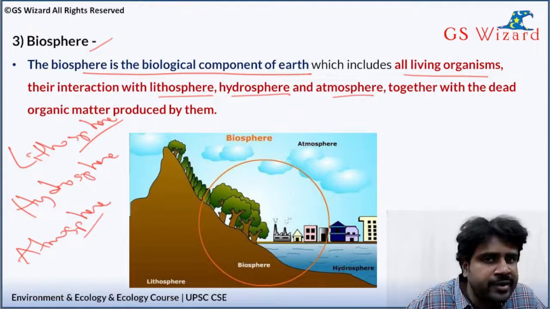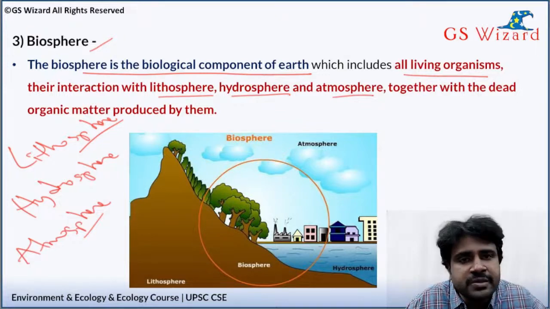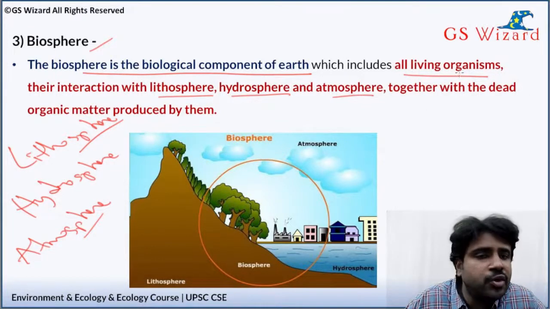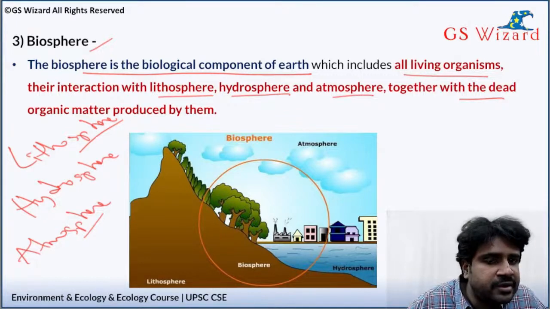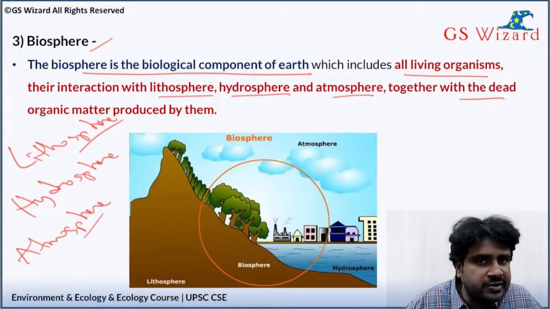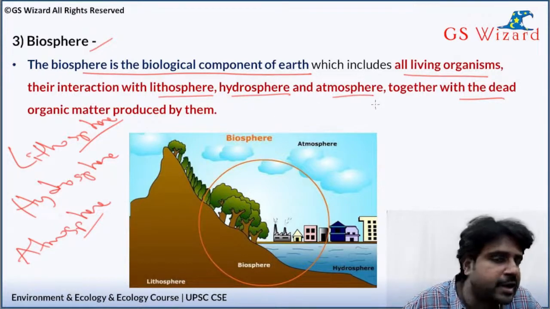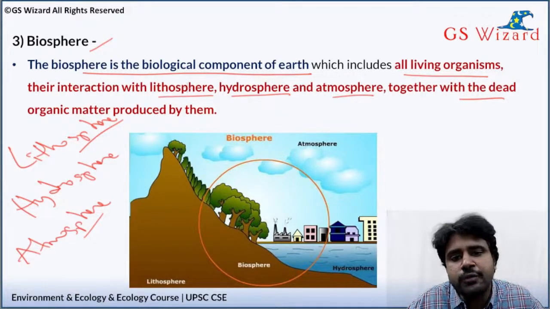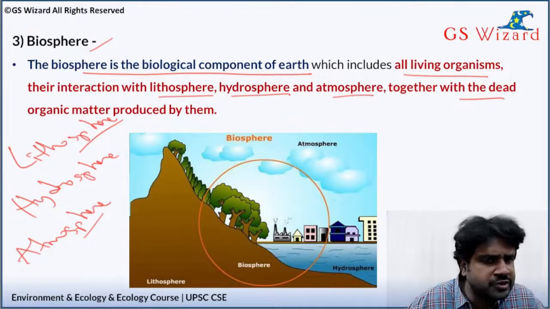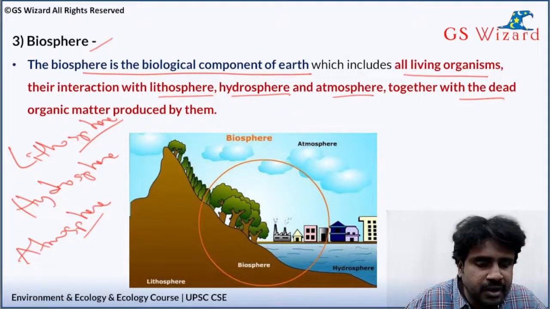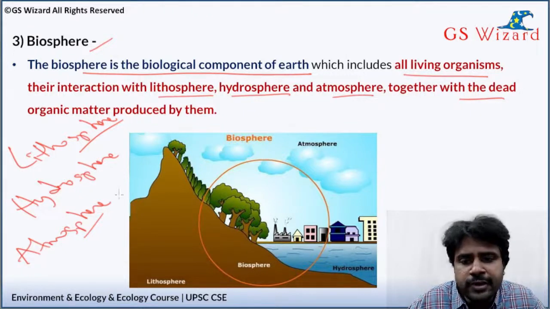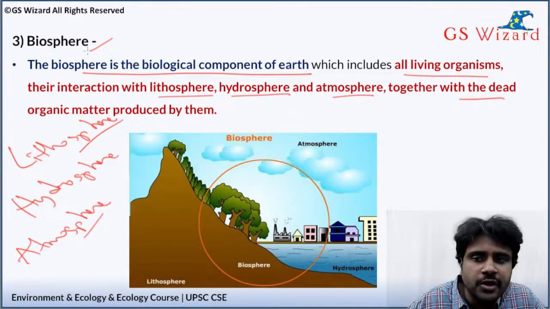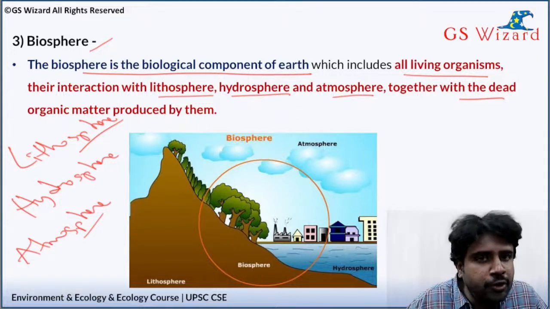What do you mean by organic matter? Any material that is produced or that is coming from living organisms. That is the meaning of organic matter. So all living organisms along with the dead organic matter and also interactions of organisms with lithosphere, hydrosphere and atmosphere is biosphere. So many times when people say biosphere, you think that biosphere is a combination of lithosphere, hydrosphere, atmosphere. No, that's totally wrong. It doesn't make any sense. Earth has many components: lithosphere, hydrosphere, atmosphere, and biosphere. So biosphere is the fourth and separate component of Earth.